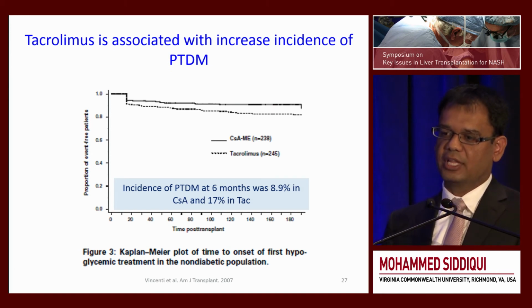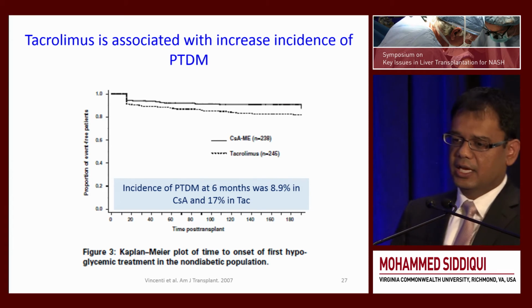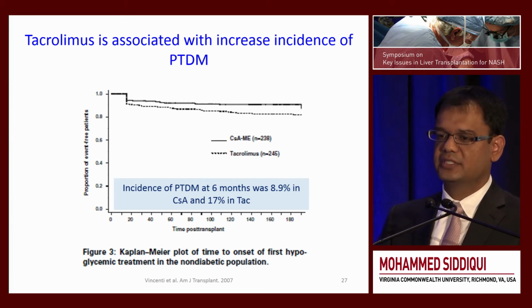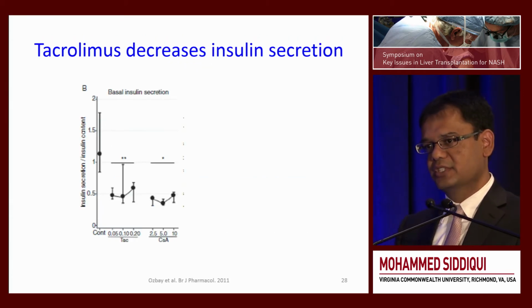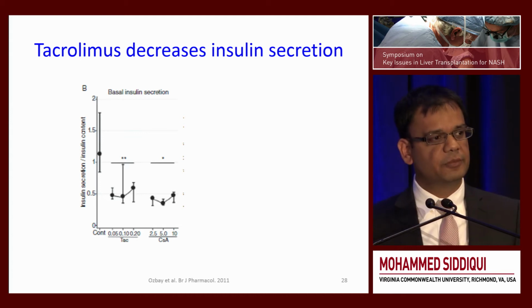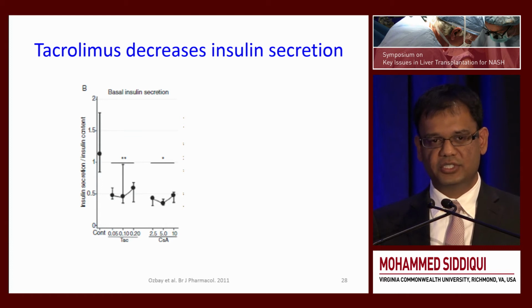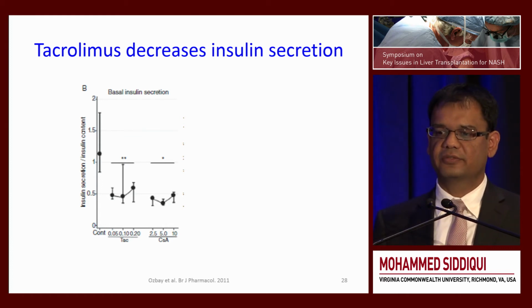Now, we all know that tacrolimus is associated with increased incidence of post-transplant diabetes, and this shows that statistically. And why does this happen? There's a couple of theories, but I'm just going to walk you through one of them, which is that cyclosporin exposure or tacrolimus exposure is associated with decreased basal insulin secretion, thereby increasing the propensity for developing diabetes.